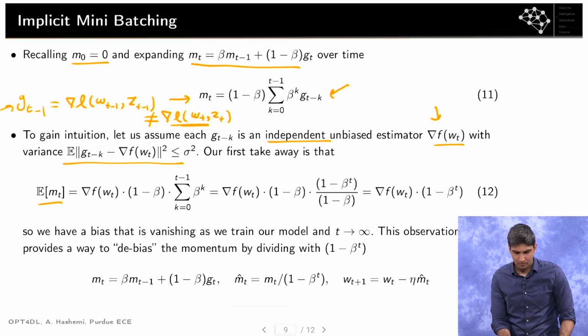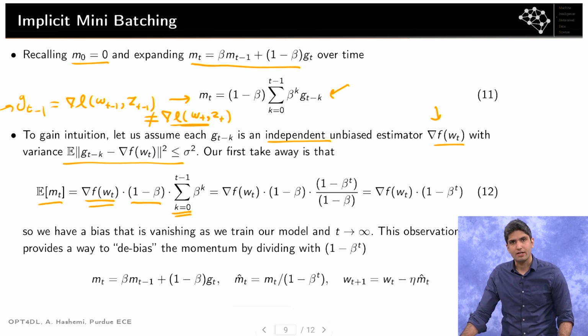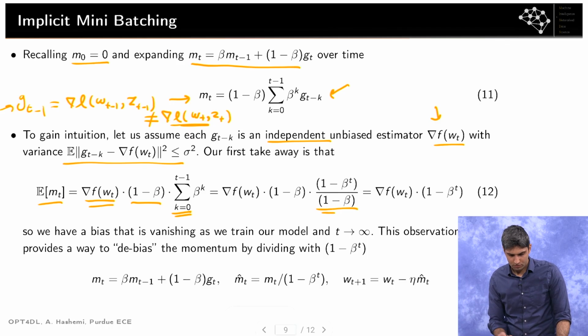So we assume that each one is an unbiased estimator of the true gradient. So after taking the expectation, this comes out of the sum. This is a constant, so we're going to be left with this geometric sum. We know how we can calculate geometric sums. There is a formula, so using that formula, we're going to arrive at this equation.